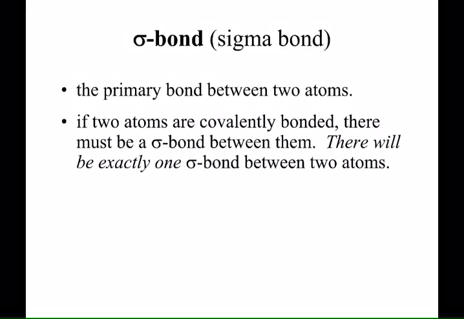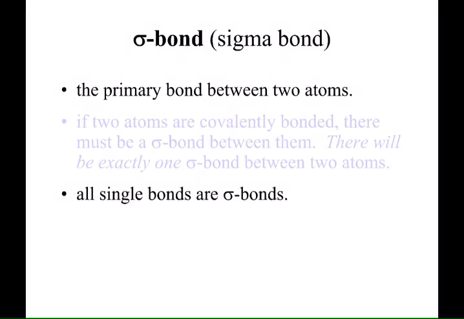If the atoms are covalently bonded, then those pair of atoms must at least have a sigma bond between them. And they can't have 2 sigma bonds. There can only be 1 sigma bond. It has to be there if the atoms are joined together. So what this means is that anytime you see a single bond, which was the case in the first structure we looked at on the previous slide, the C2H6 had all sigma bonds.